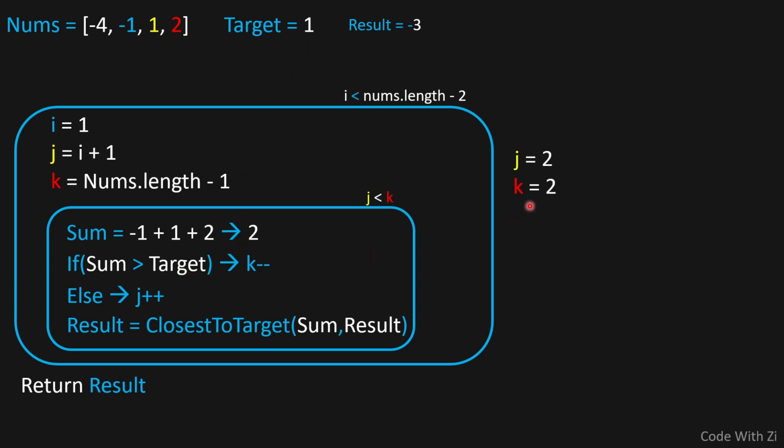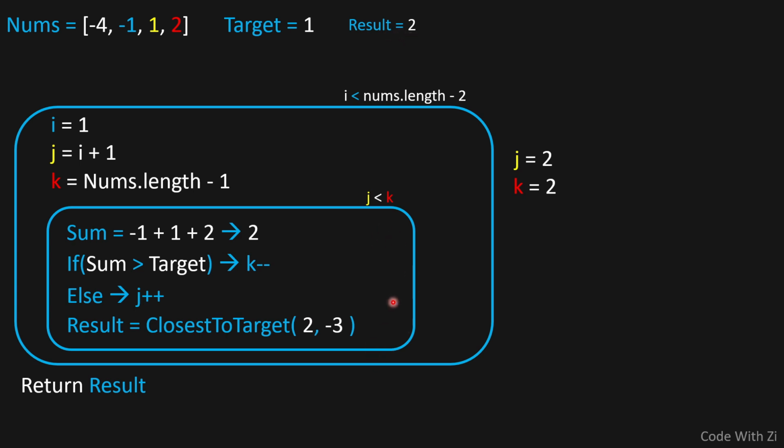So k is going to be decremented, and then we're going to check to see which number is closest to our result. We're going to check between our sum and our result. Our result is minus 3 and our sum is 2. And as you can see, 2 is closest to 1. So we're going to return this 2 and our result is going to become 2.